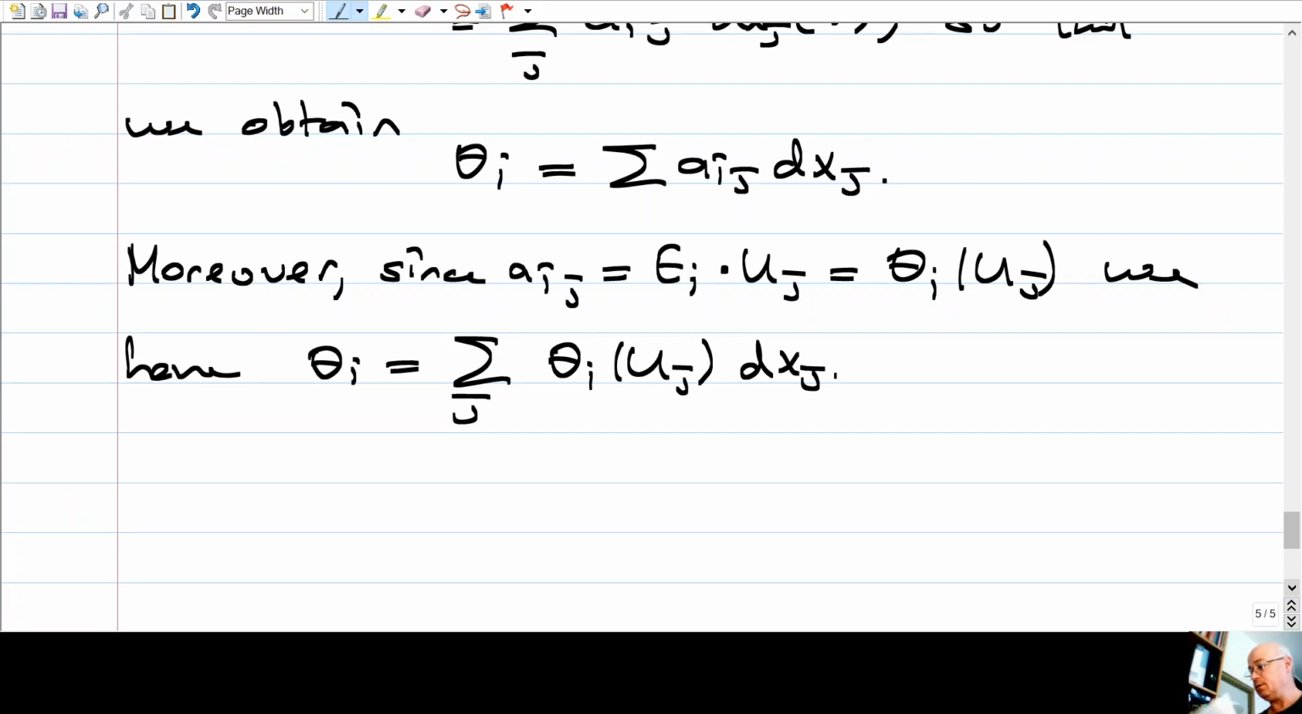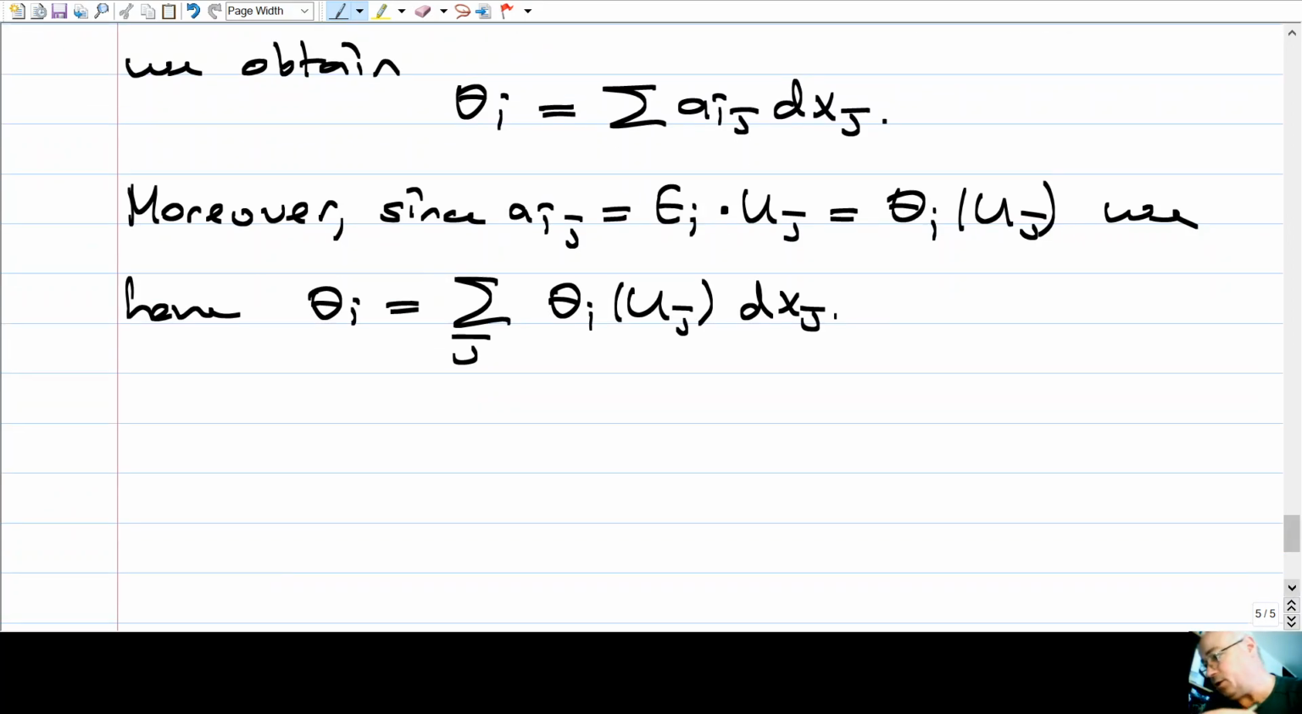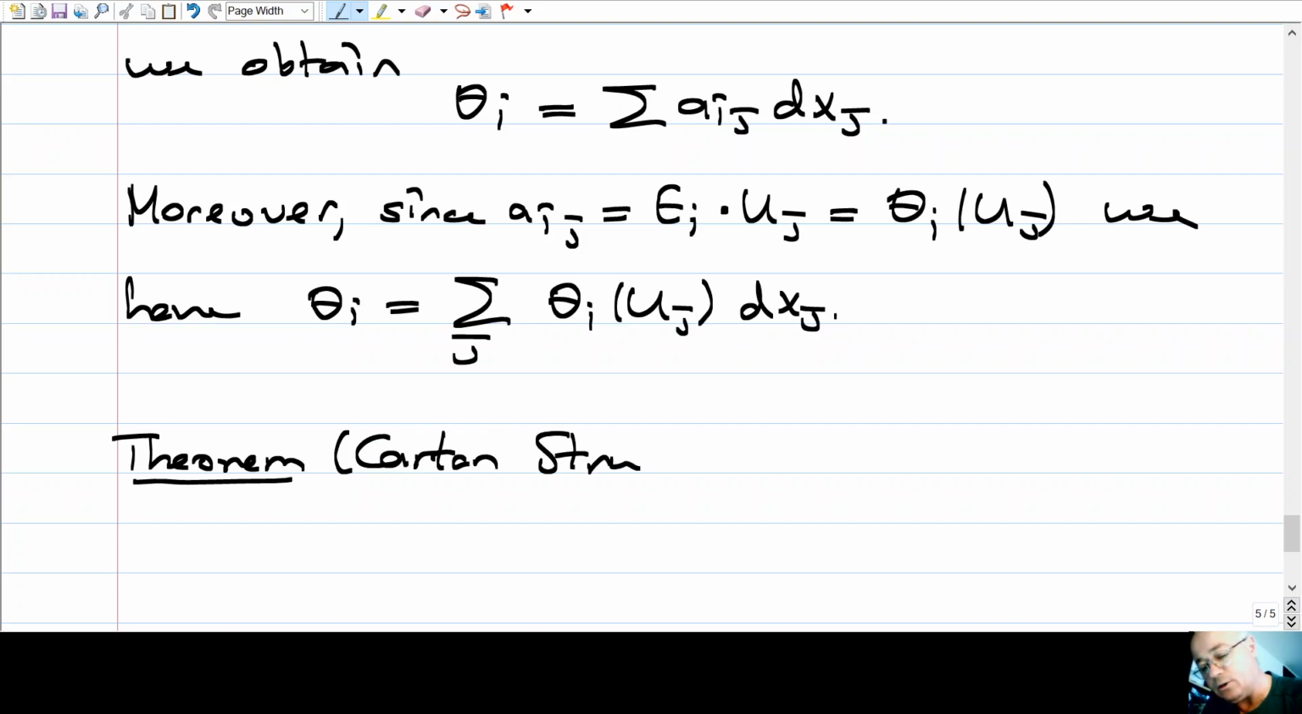All right. Now we have the main result of this section, Cartan structural equations.